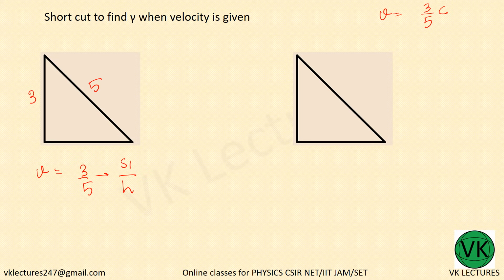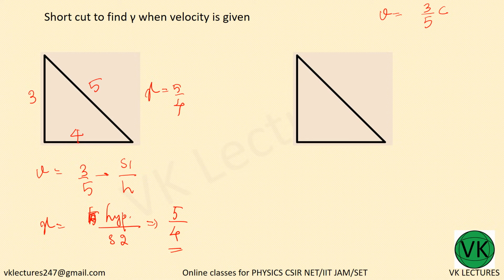Now what is the remaining side? That is 4. Now gamma is given by hypotenuse divided by side 2. What is the hypotenuse? 5. What is the side? 4. So gamma is equal to 5 by 4. Gamma equals 5 by 4.